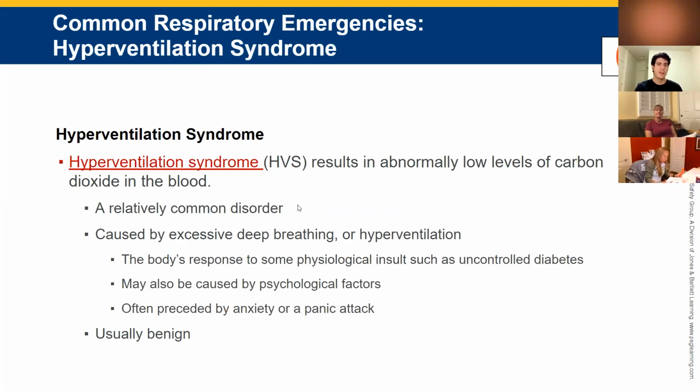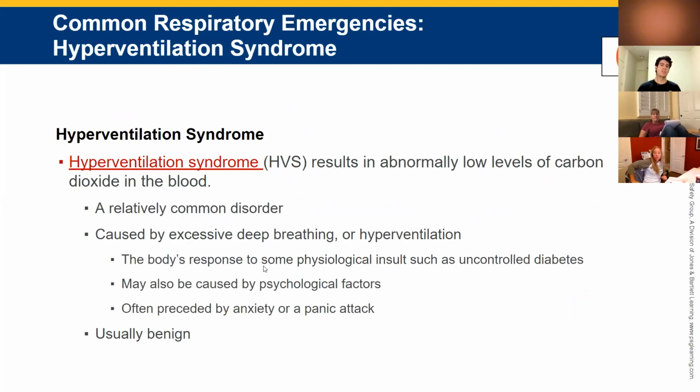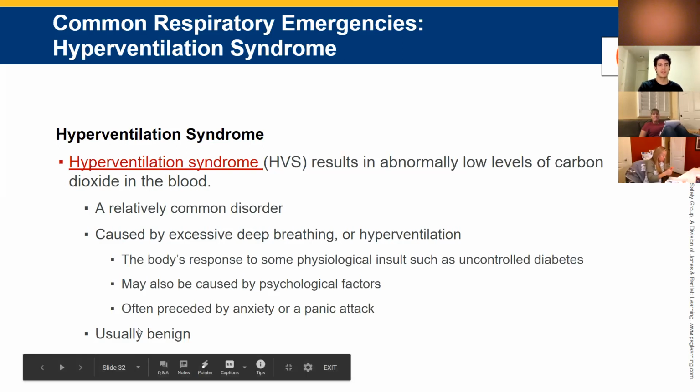All right. Hyperventilation syndrome is a panic attack, basically. It's caused by excessive breathing, or hyperventilation. The body's response to psychological factors, anxiety or panic, or like we talked about earlier, sometimes really deep, fast breathing is the result of a chemical imbalance in your body, something like diabetes or maybe an infection. So other things can cause you to breathe really fast, like I was showing earlier. This is usually benign. You want to be careful.